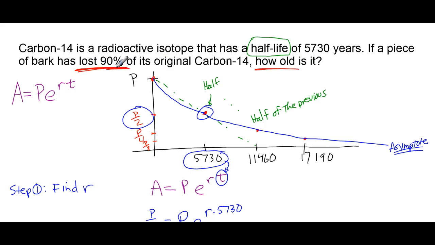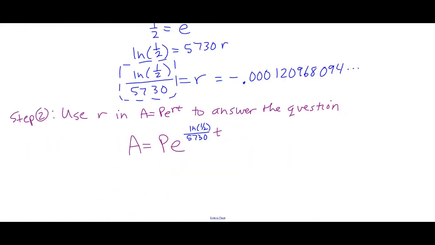So lost 90%. Started with an unknown amount. Lost 90% means it has 10% left. So the current amount is 10% of whatever it started with. Here's what that means in the equation. The current amount is 10% of the starting amount. That doesn't seem like we have enough information to put it into the formula, but it certainly is. 10% of P. And what are we going to do with P? The same thing we did a second ago. Divide both sides by P.